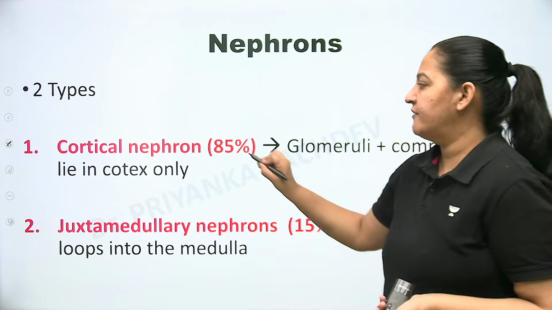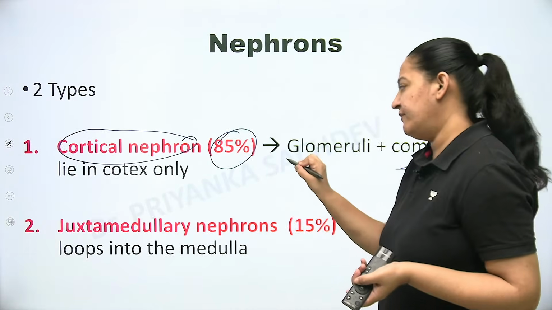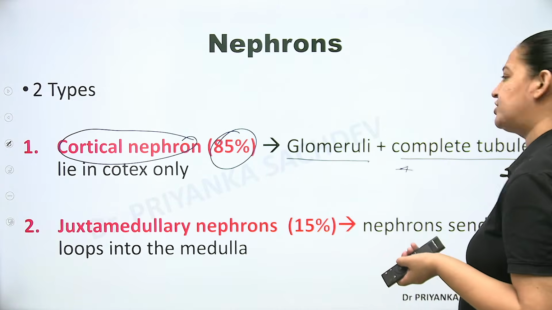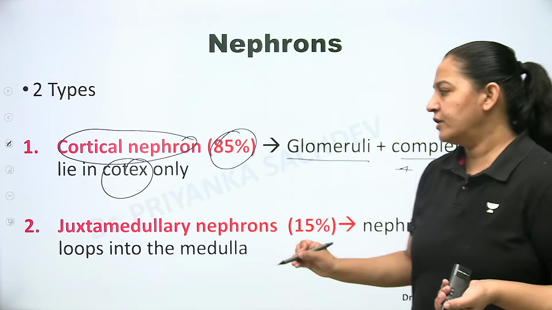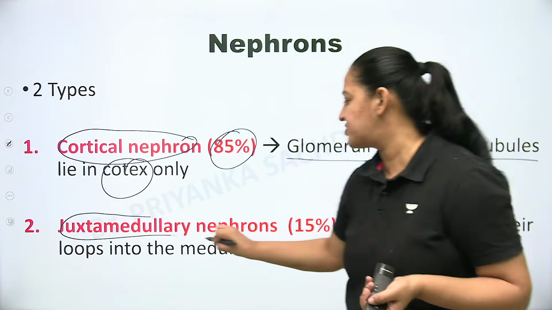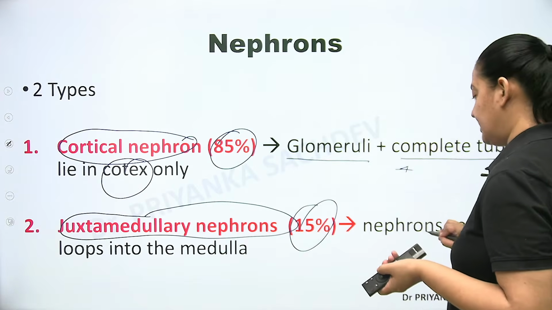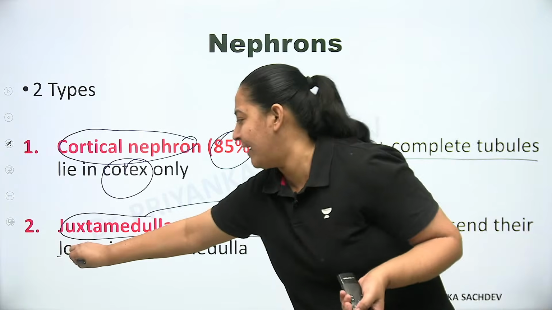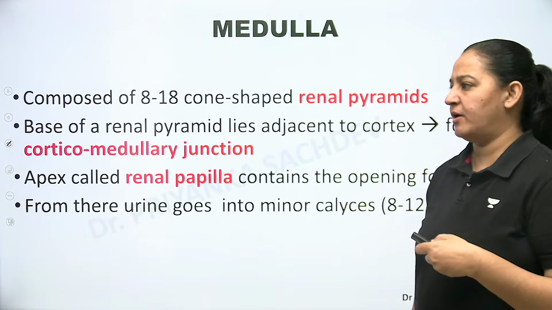Can you appreciate? The first type of nephron is the cortical nephron, which is 85% of the total nephrons, in which the glomeruli as well as the complete tubules lie in the cortex only. On the contrary, the other type is the juxtamedullary nephron, which is nearly 15% of the nephrons, in which the nephrons send their loop of Henle into the medulla. Give me a thumbs up if you got the 2 types of nephron.